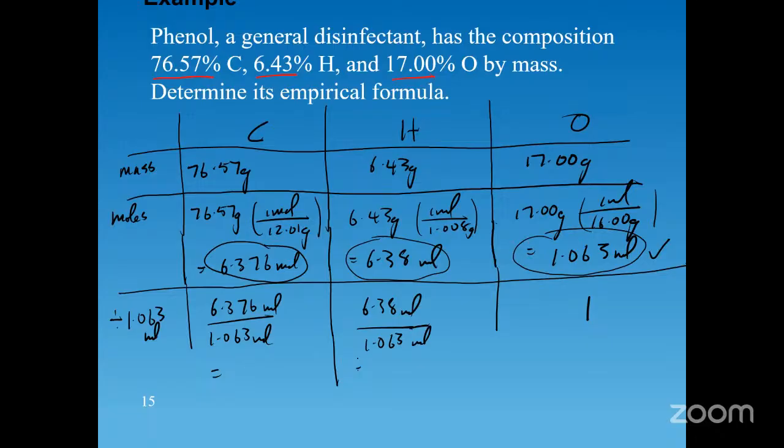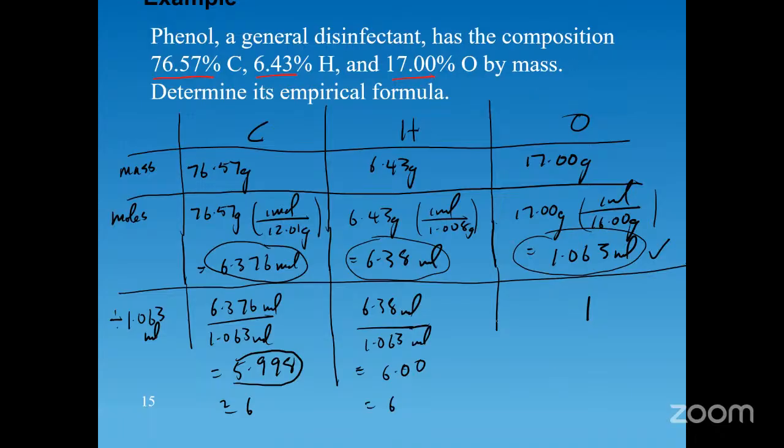So 6.376 divided by 1.063. So this gives 5.998. And then for the next one is 6.38 divided by 1.063. And this gives 6.00, right? So you'll notice that this number here is very close to 6. So we can simply approximate that to be equal to 6. This would be 6, and that would be 1.